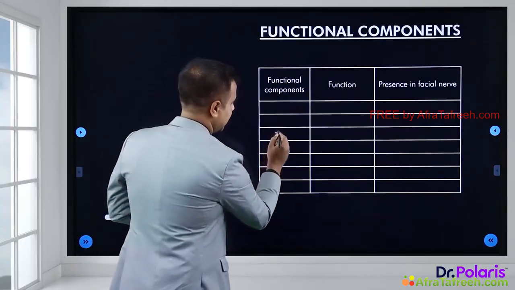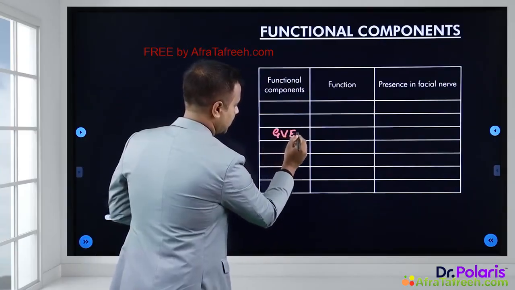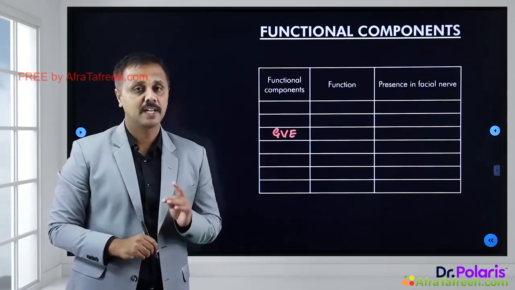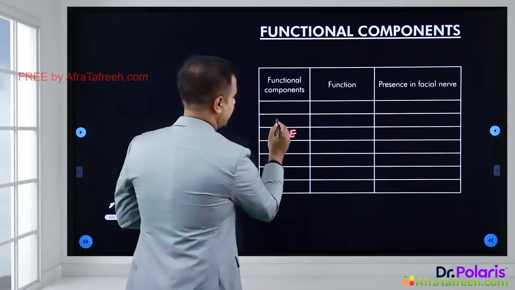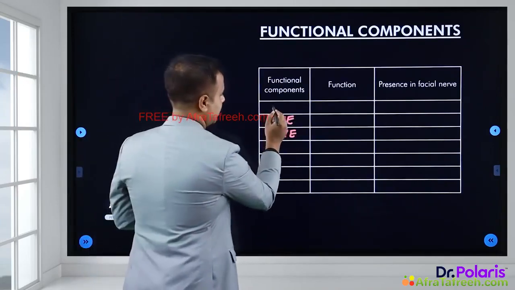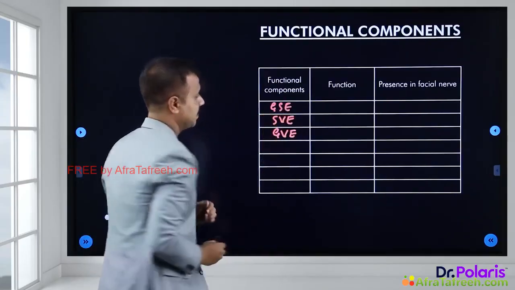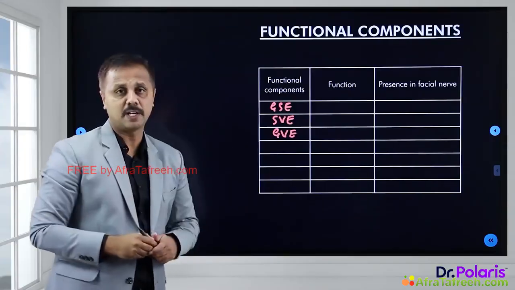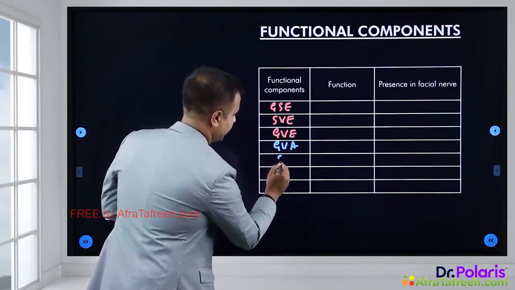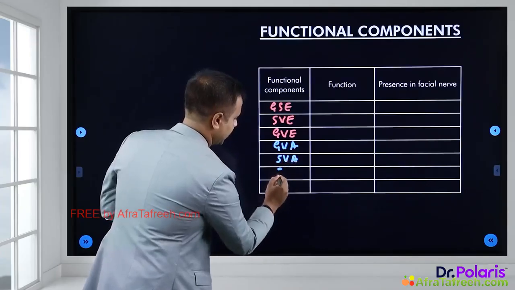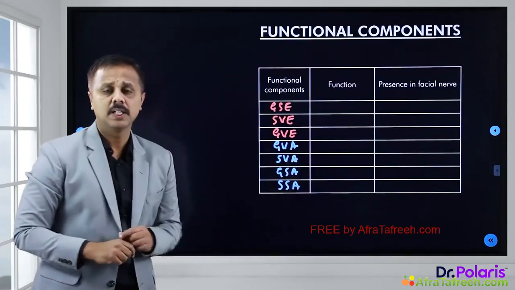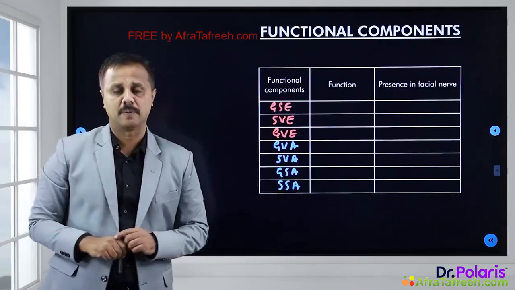Always begin with the visceral columns. So, we have the general visceral efferent column. GVE stands for general visceral efferent column. Then we have the special visceral efferent column. Then we have the general somatic efferent column. Similarly, the afferent columns are the general visceral afferent, special visceral afferent, general somatic afferent, and special somatic afferent. Now, let's see if we can rule out some of these functional components.